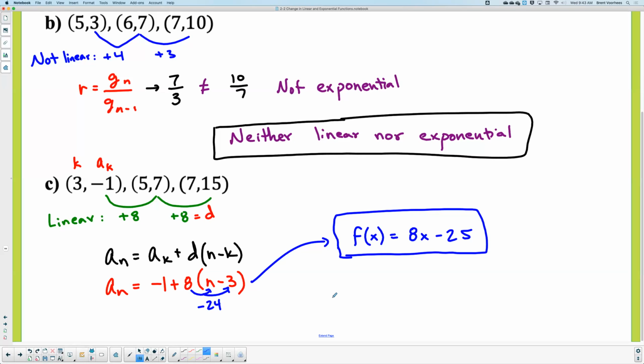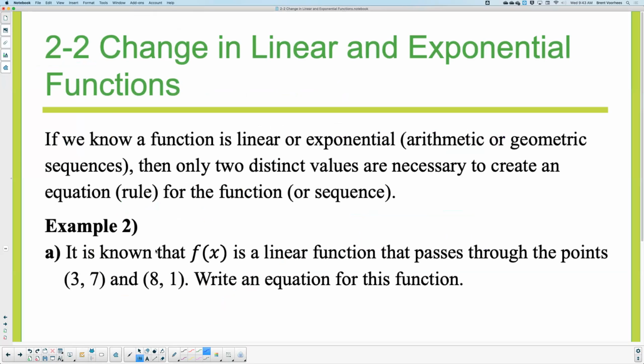Okay, questions over how we did that? Now, I was able to use just 1 point because we knew what the common difference was on part C, and on part A, we knew what the common ratio was. If those were unknown, you'd have to use 2 points. Okay, so now let's go into example 2 here.